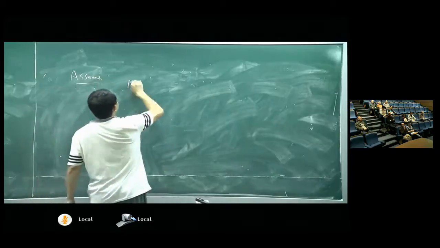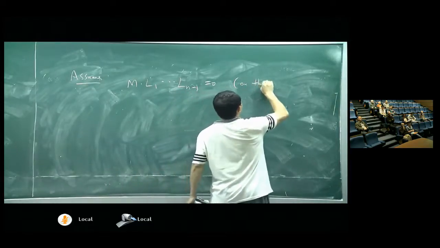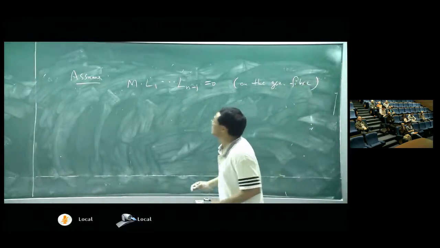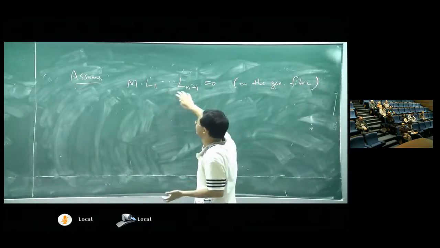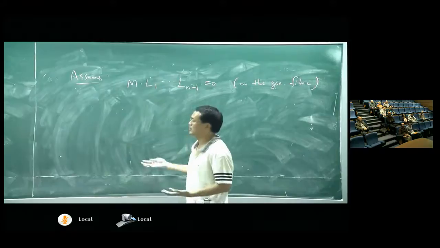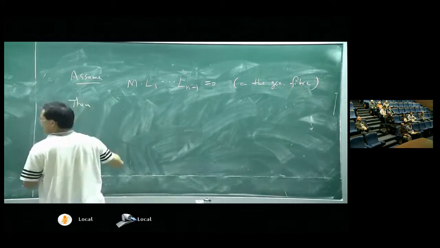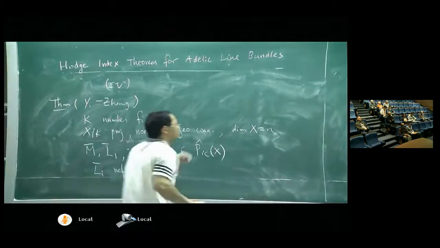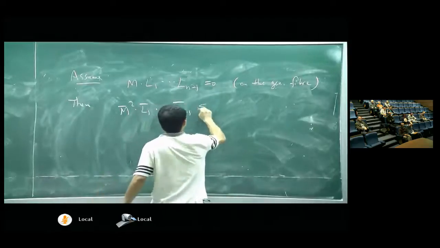But we do need an assumption. We assume M dot L_1 dot ... dot L_{n-1} equals zero on the generic fiber. In the relative case, in the case of DVR, this condition is automatic, since M is trivial on the generic fiber. Now we need one more assumption: the L_i are nef. Then we have this one, less than or equal to zero.